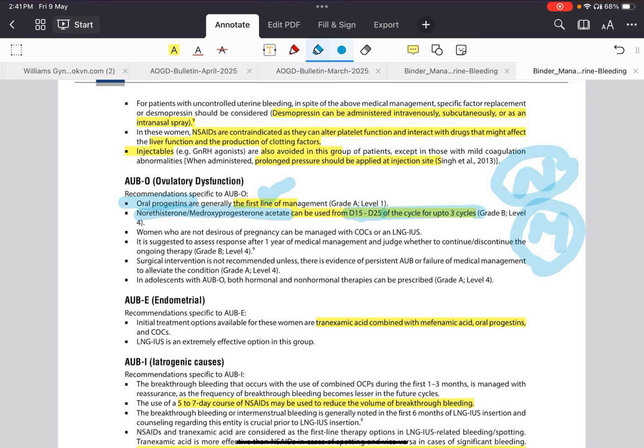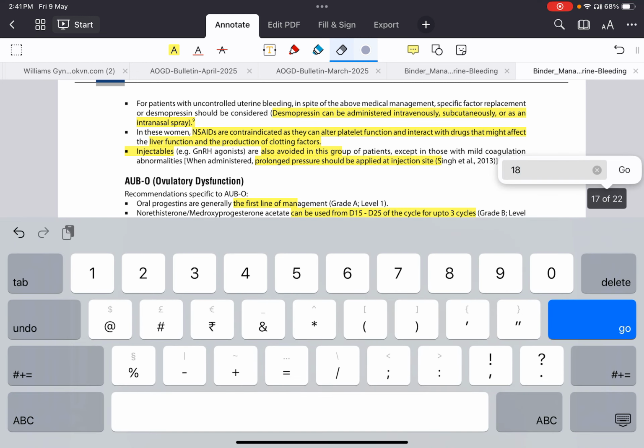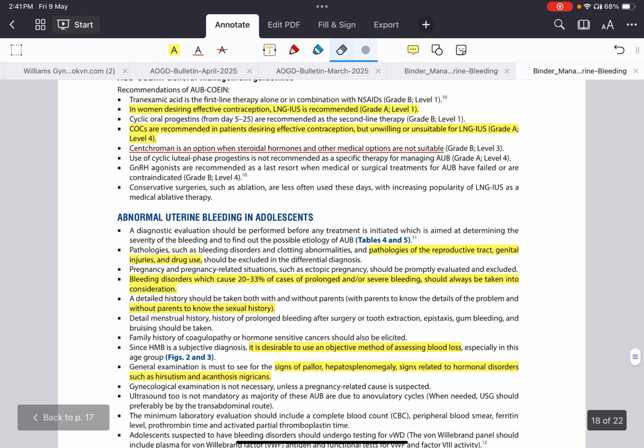For endometrial disease, you can go for tranexamic acid. For iatrogenic causes, you'll go for NSAIDs. Iatrogenic is generally after insertion of an IUD, when there is heavy menstrual bleeding in some. So for them, you'll go for NSAIDs. NSAIDs can reduce the breakthrough bleeding, and you can use them for at least 5 to 7 days for breakthrough bleeding disturbances.